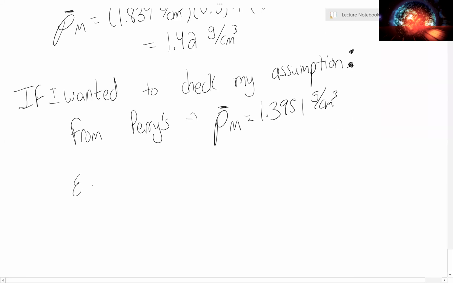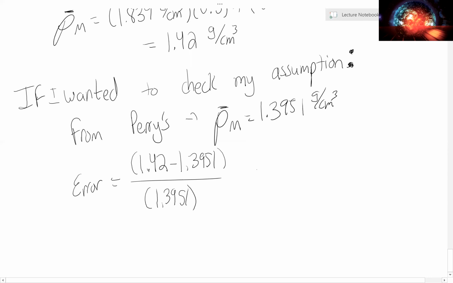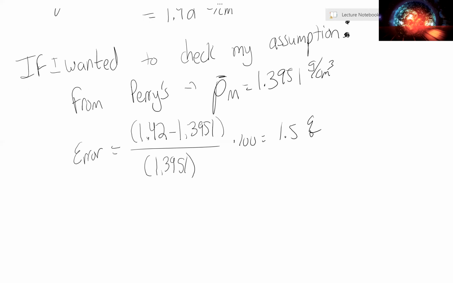And so the error in my assumption doing this calculation would be 1.42 minus 1.3951 divided by 1.3951, which I get about 1.5% error, which in the grand scheme of things is fairly low. So for this system, I would say that assumption is valid. So are there any questions on that brief discussion talking about volume additivity and how you can find densities of mixtures based off mass fractions?